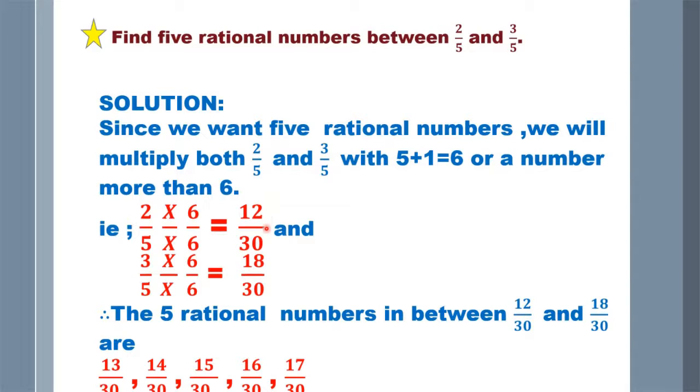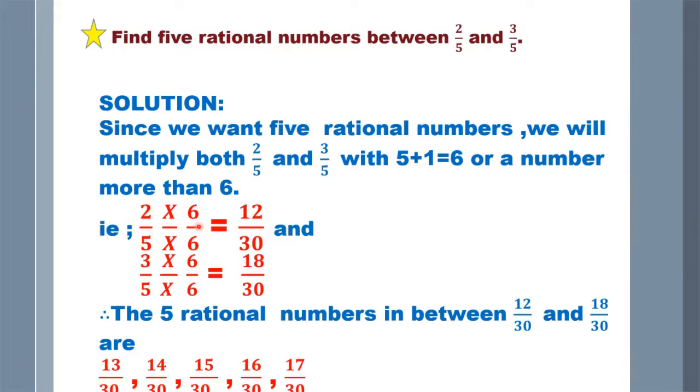Now, in between 12 by 30 and 18 by 30, there are 5 rational numbers. Because you see the numerator, between 12 and 18, there are 5 numbers. So we are going to get 5 rational numbers in between 12 by 30 and 18 by 30. They are 13 by 30, 14 by 30, 15 by 30, 16 by 30, and 17 by 30. So this is how you can find rational numbers between any two rational numbers.